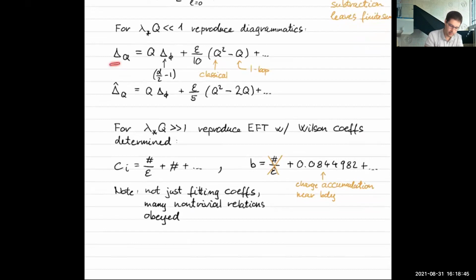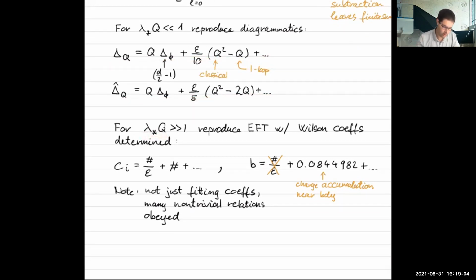So this is the bulk result, and this is the boundary result. You get epsilon times Q squared, and the linear in Q correction. Okay, I don't have time to discuss this in detail.